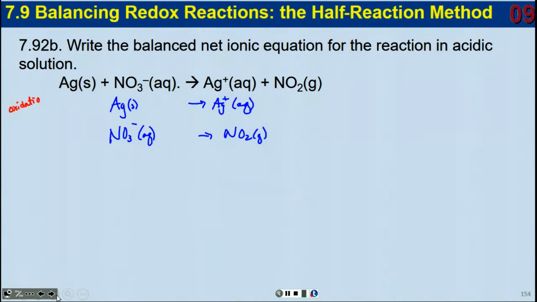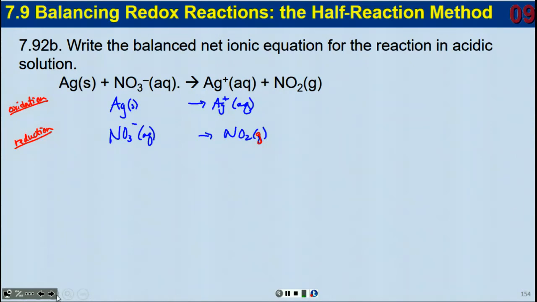This silver is losing electrons to become an ion. And that other reaction, the other half of the process, is the reduction half reaction. The nitrogen in the nitrate ion is losing an oxygen and ends up as NO2, nitrogen dioxide, which is a gas. That may not look correct. Okay, so we've identified that.